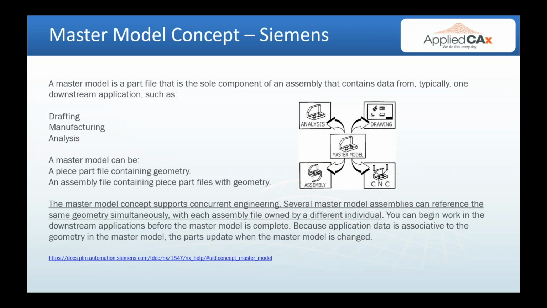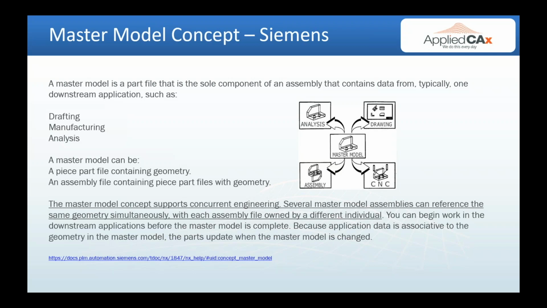reaches across multiple applications. One example might be that you have a CAD part file, like a 3D solid body, and that 3D solid body informs the drafting application. You make drawings from it. It informs the manufacturing application. You use that part file to write CAM programs. The whole idea is that the master model is the highest level part that you derive all other files from.